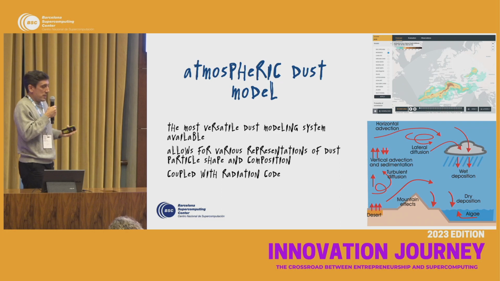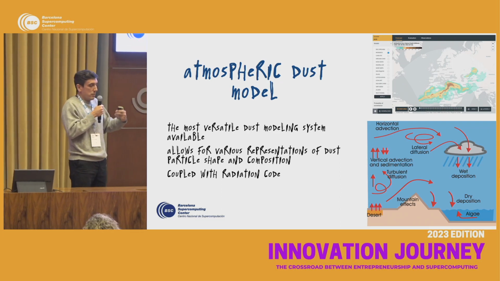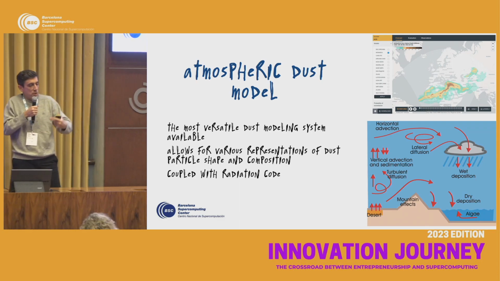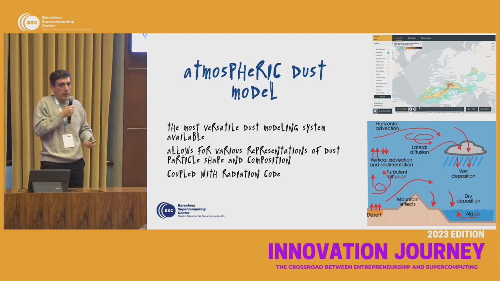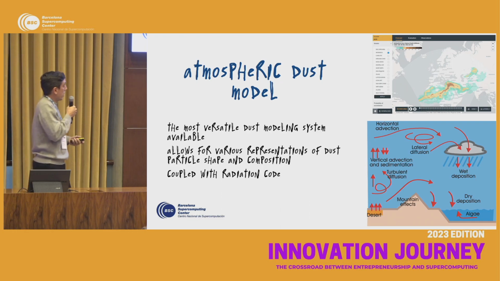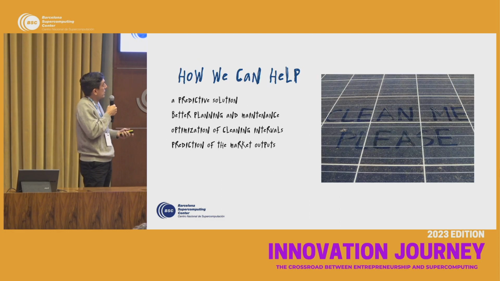We, at the BSC and the Atmospheric Composition Group, are developing an atmospheric dust model. What does it mean? The typical model which you use when you watch weather forecasts doesn't deal with the dust particles, but it has a lot of equations explaining how the atmosphere is changing. So this model also includes the equations about dust concentration and dust deposition on the solar panels, coupled with how it affects radiation.